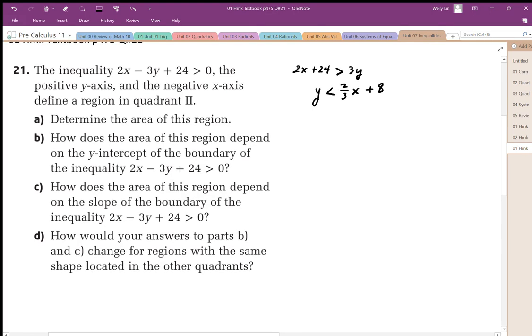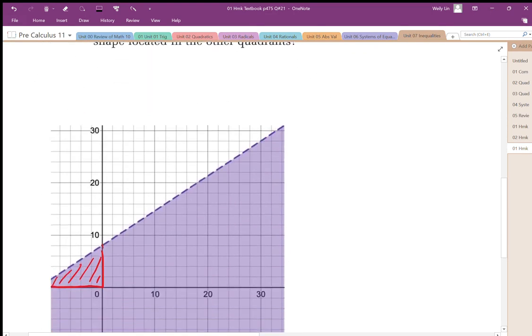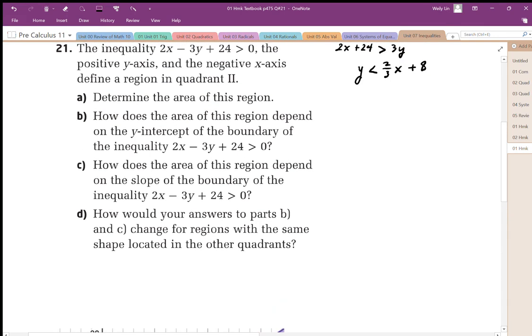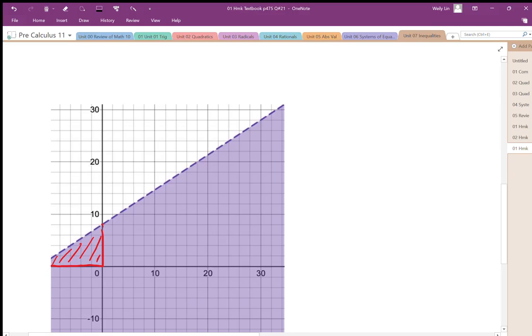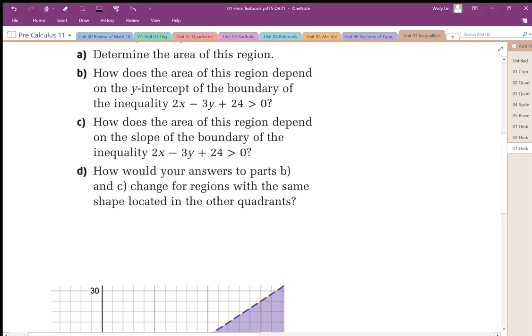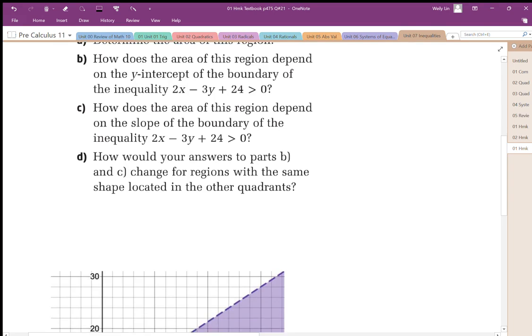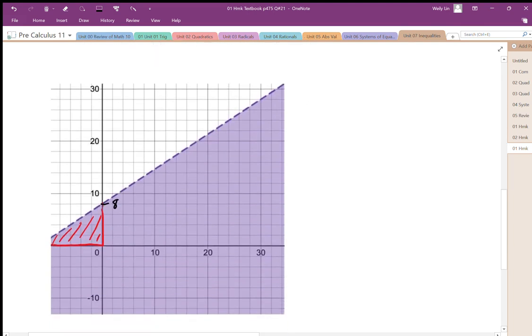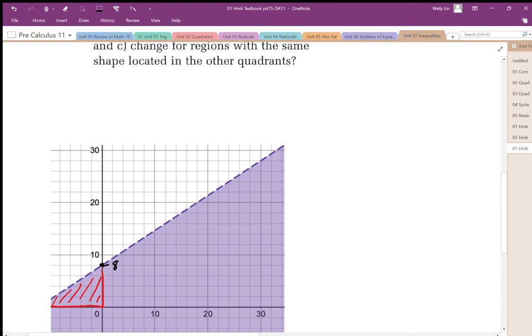Okay, so we can see y is less than, so the area is below, and this slope is positive 3 over 2, with a y-intercept of plus 8, and we can see there's our y-intercept of plus 8. So it says, how does the area of this region depend on the y-intercept of the boundary of the inequality? Well, the boundary is going to be the max value of this line. So that's going to represent the boundary point of this region. It's going to be defined by the y-axis, so we stop at the y-axis, and we need to know the y-intercept to know the boundary.